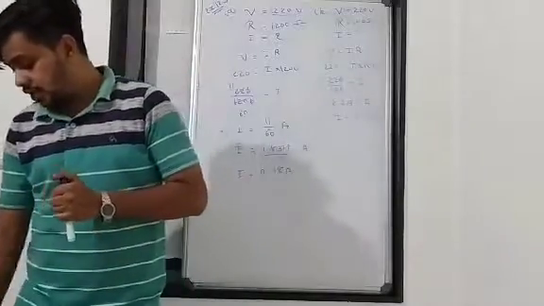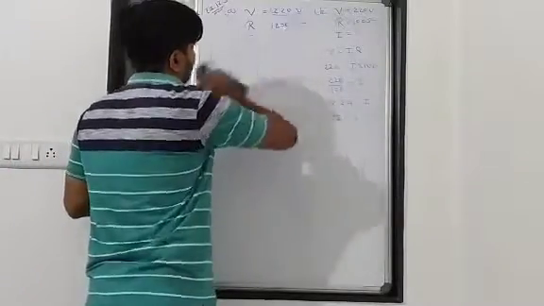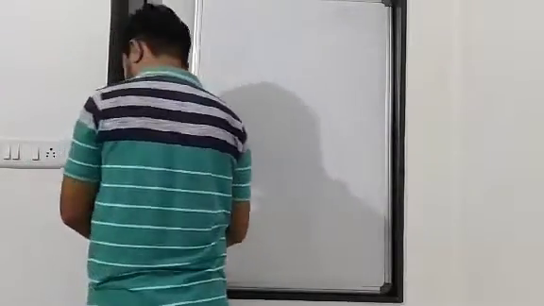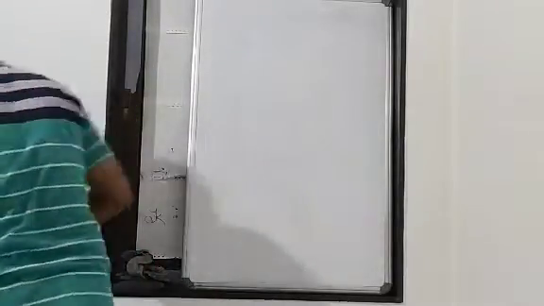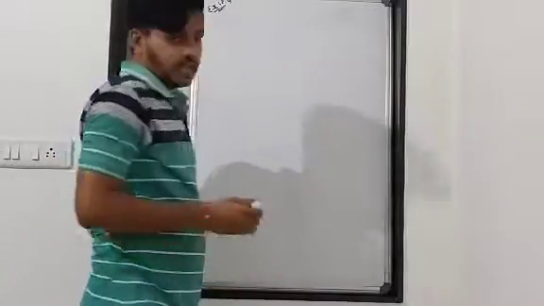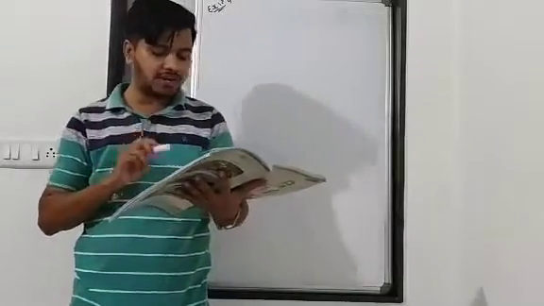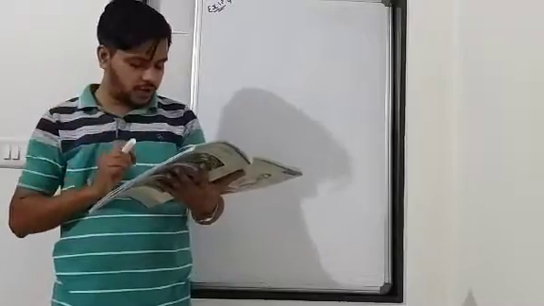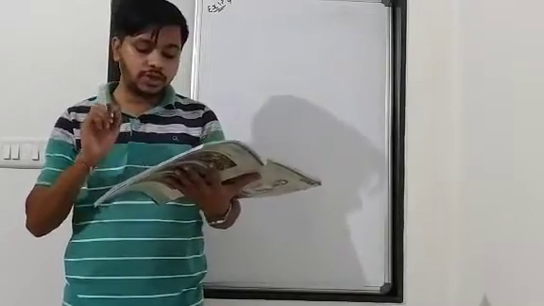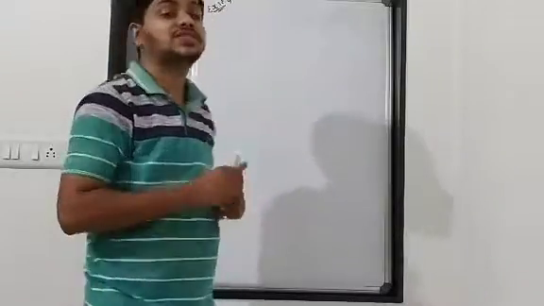Understand? Now, there is one other question. Example 12.4. Now, what is the question? The question is that the potential difference between the terminals of an electric heater is 60 volt when it draws a current of 4 ampere from the source. What current will the heater draw at 120 volt?